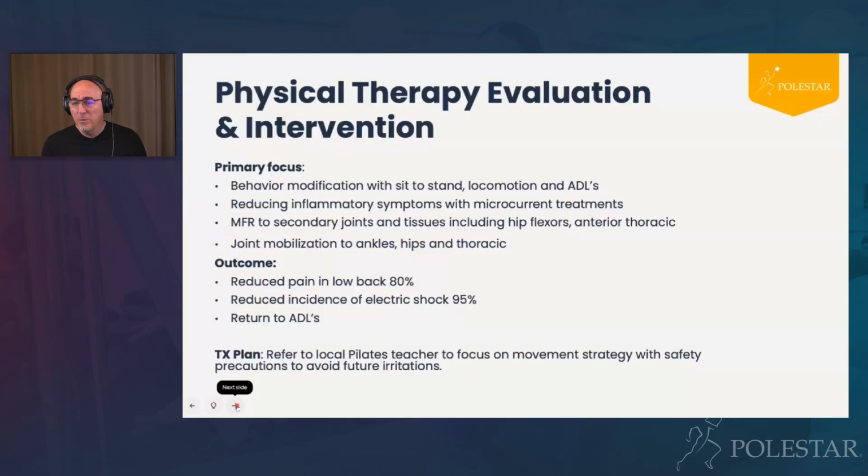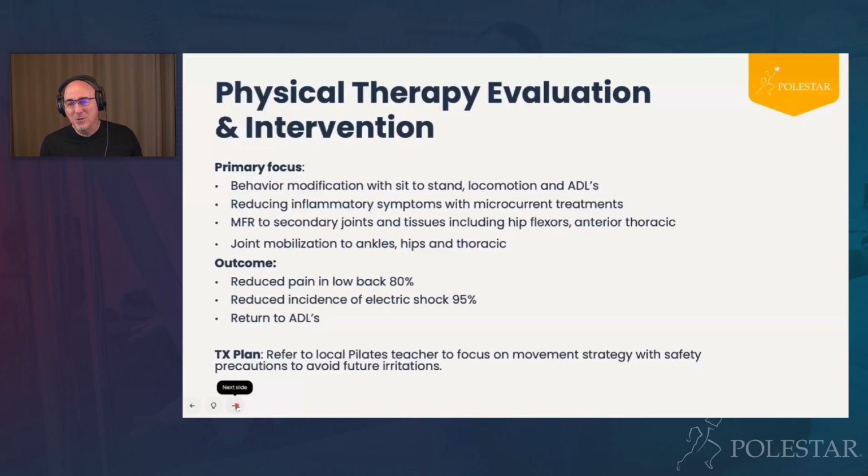Number 2 was reducing inflammation. So we used our different modalities and things. Microcurrent is nice for helping to reduce that. Myofascial release to secondary joints and tissues, looking at hip flexors, anterior thoracic, getting her to stand up straight again, open hips to minimize the extension force in that L4, L5. That's what we're trying to, if you think about it, if your hips are really, really tight in the front and you stand up too fast, the hip flexors are going to pull the spine forward, which is not always a problem unless you have a stenosis that is irritated.